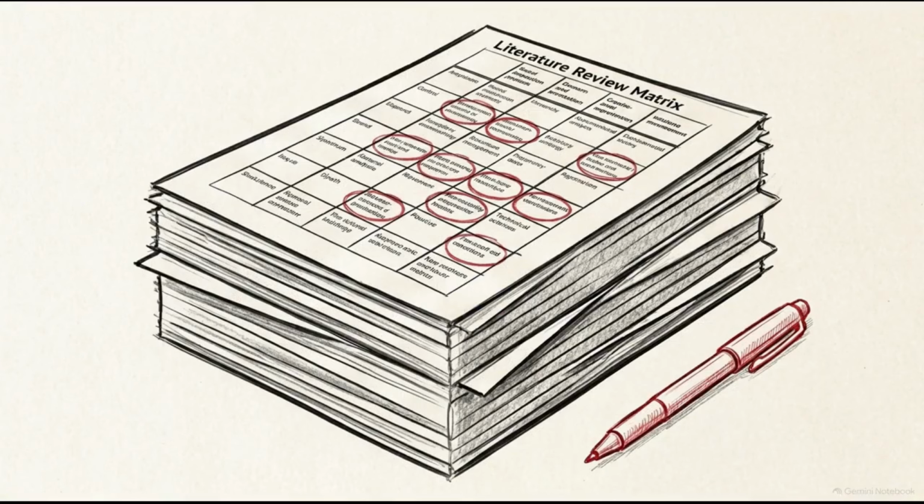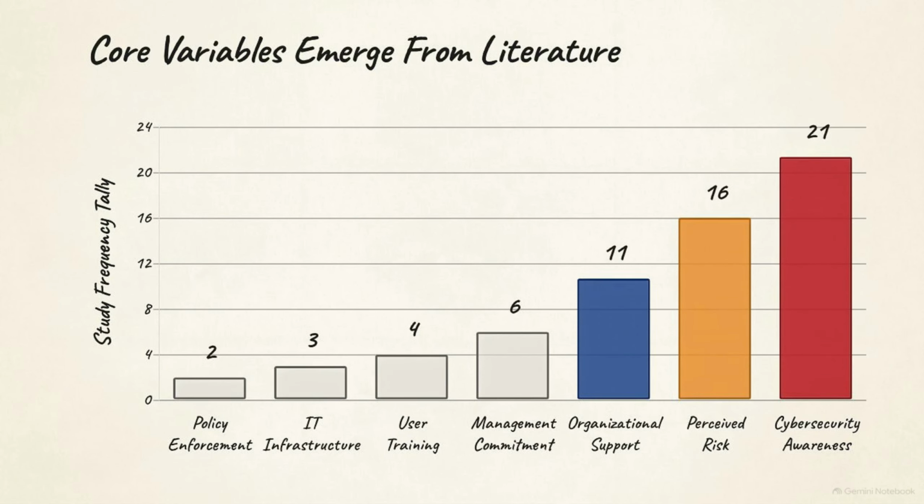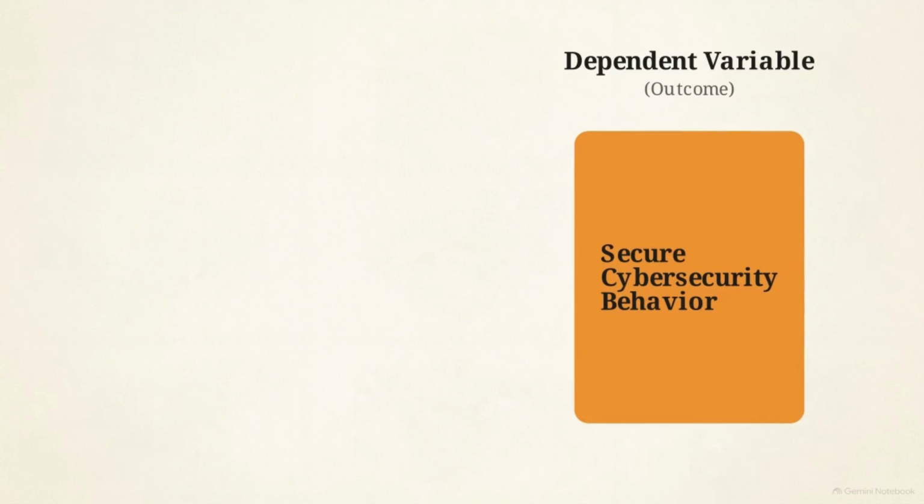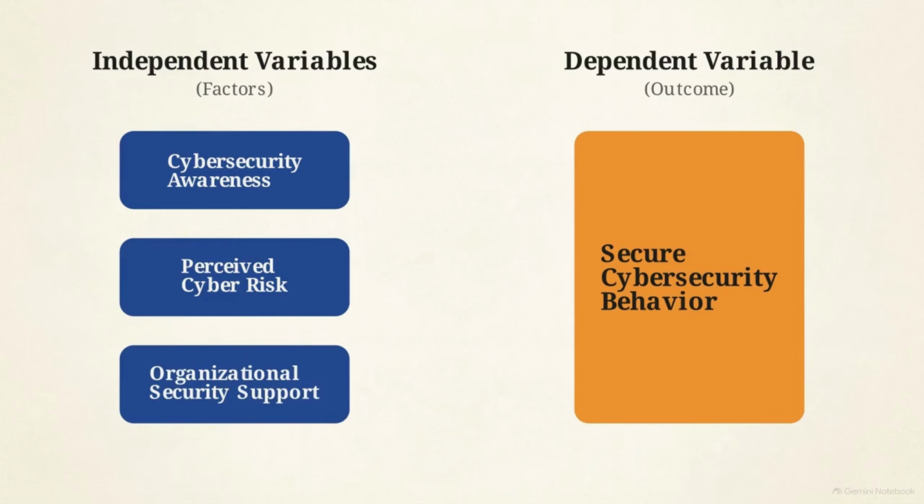We begin building your framework by returning to your literature review matrix. You will examine across your collected studies to tally which variables repeatedly appear alongside your specific research problem. We start by identifying your dependent variable. Let's use secure cybersecurity behavior as our main outcome. Next, we place the independent variables on the left: cybersecurity awareness, perceived cyber risk, and organizational security support. Finally, we draw arrows connecting them directly to our secure behavior outcome.